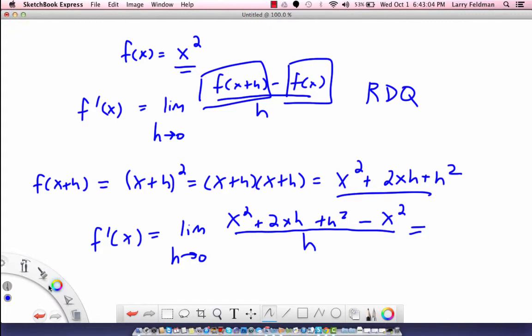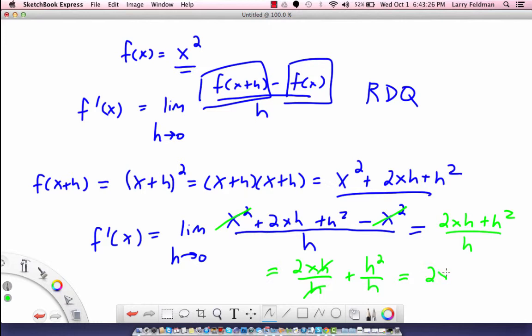Now notice, change colors here, that cancels with that. We get 2xh plus h squared all over h, which is 2xh over h plus h squared over h by splitting the numerator. That cancels with that. We get 2x plus h, because h squared over h is h. Now the limit as h approaches 0, what happens as h approaches 0? We're left with 2x.